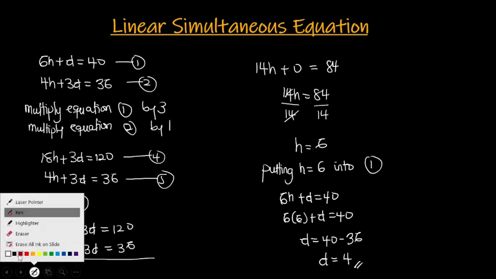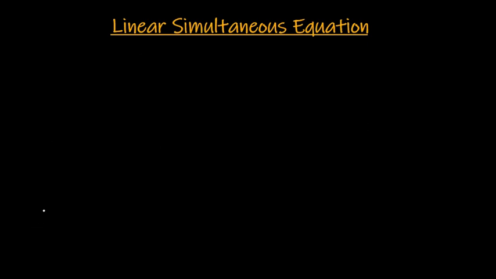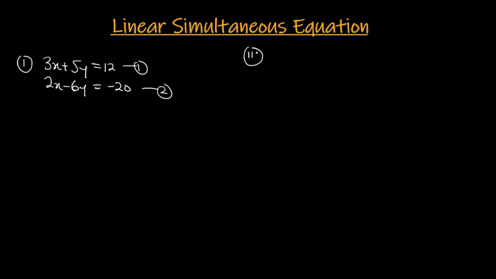Alright, so let's have a look at another example. So we are to solve the following equations, equation 1 and 2, using the method of elimination. So we have 3x plus 5y is equal to 12. This is our equation 1. Then we have 2x minus 6y is equal to minus 20. That's our equation 2.